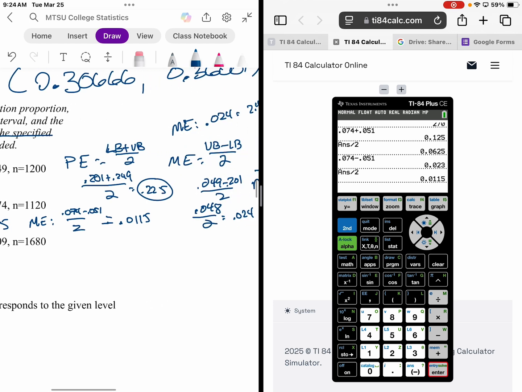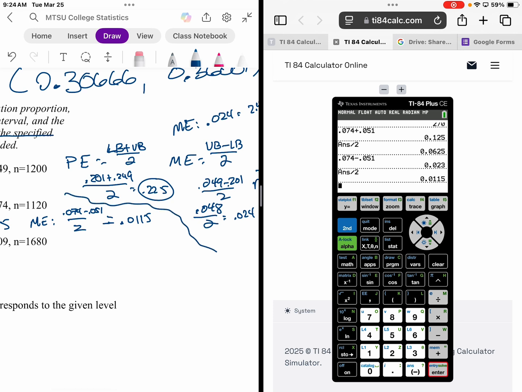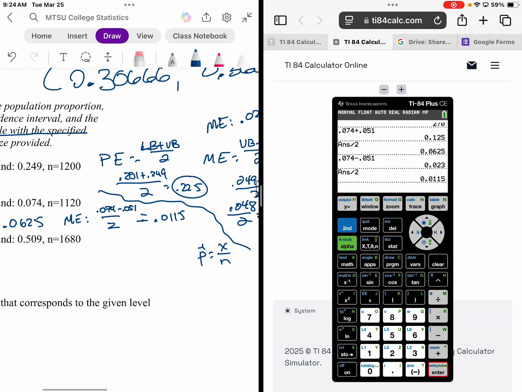And then the last thing they want us to do is figure out what the X value is. So here, P hat is equal to X divided by N. So our point estimate of 0.0625 equals X divided by, what was our sample size? 1,120. So then X is equal to 1,120 times 0.0625, and X is equal to 70.